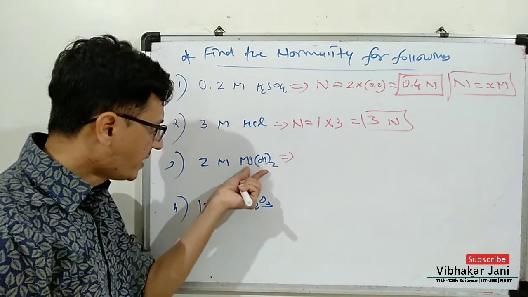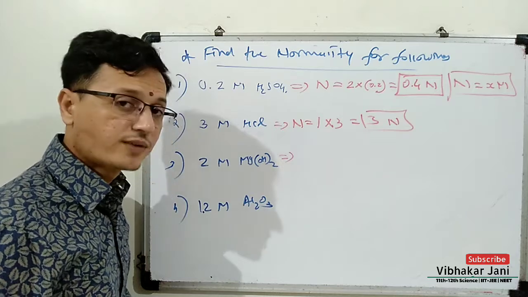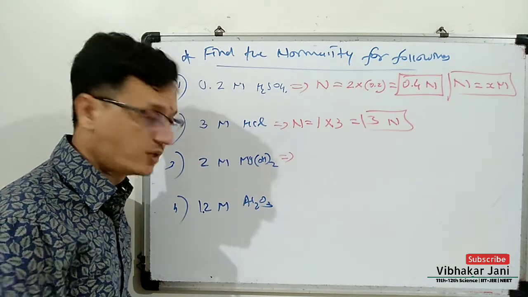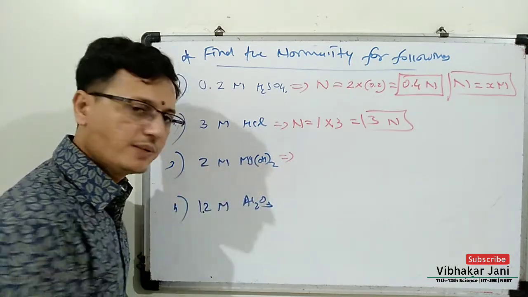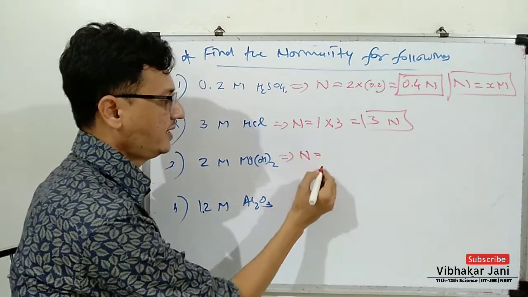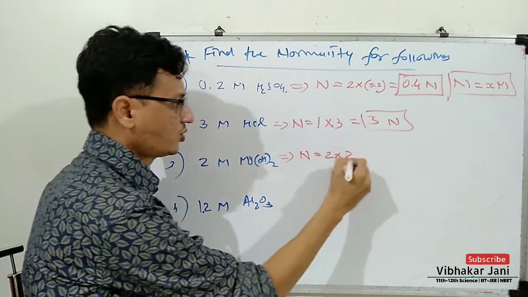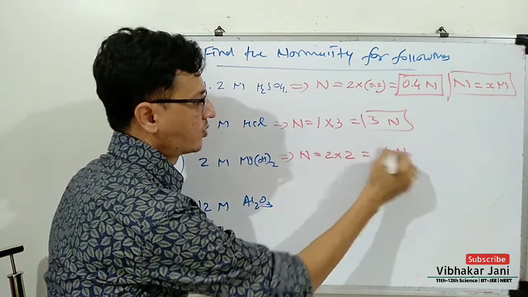Okay, now this is our base, magnesium hydroxide, and for a base the value of X will be equal to the number of OH minus present in that base. So here we have 2 OH minus. So if you want to find normality, then it will be XM. X is 2 and M is also 2, so it will be 4 normal.